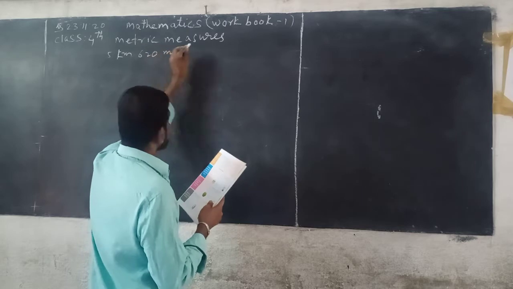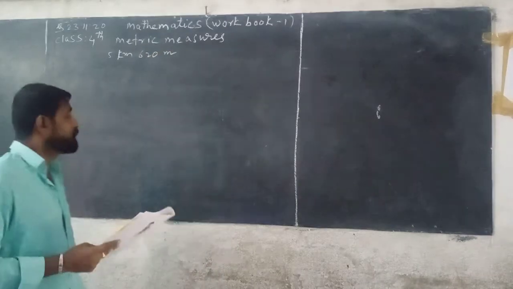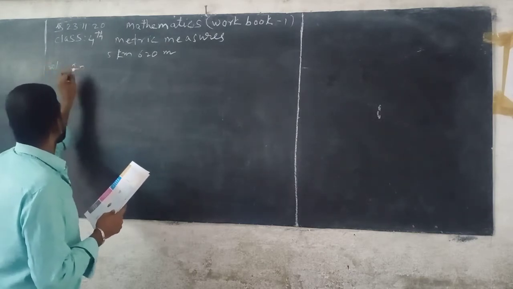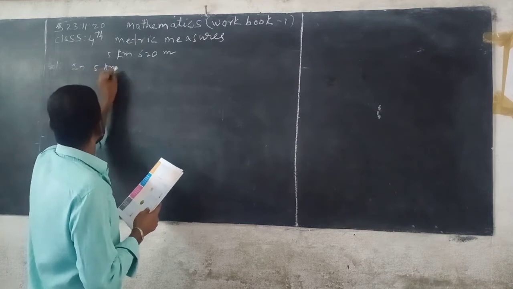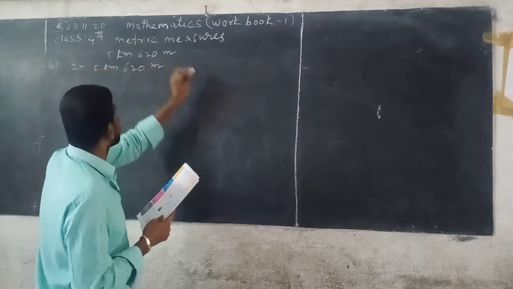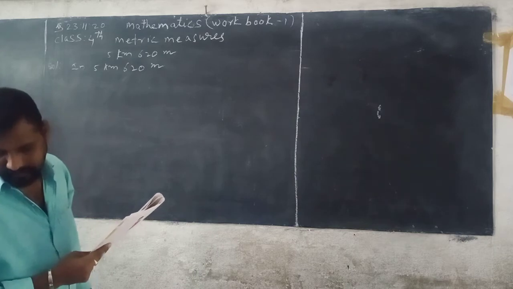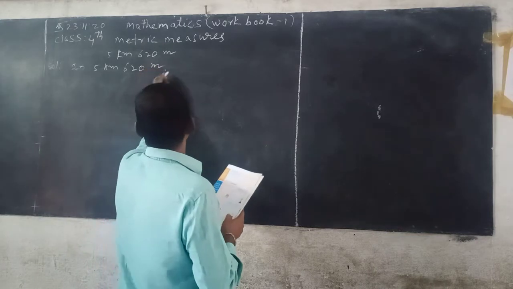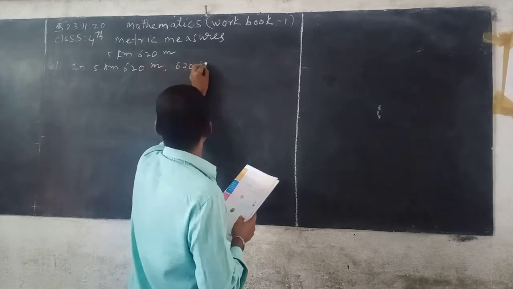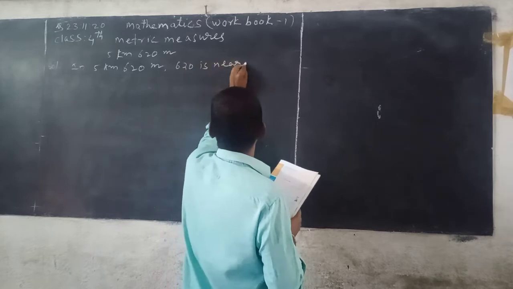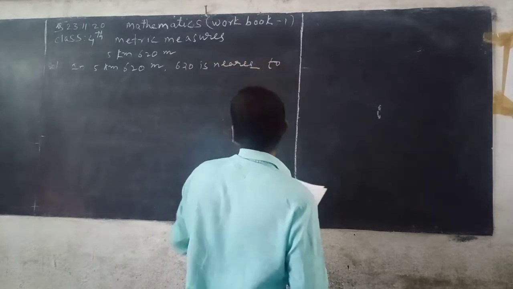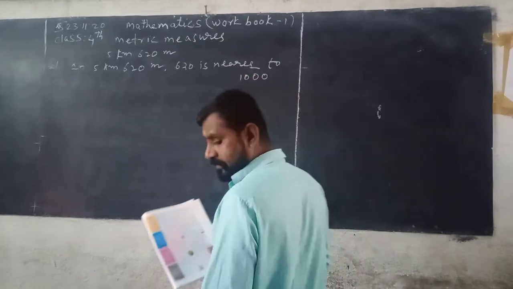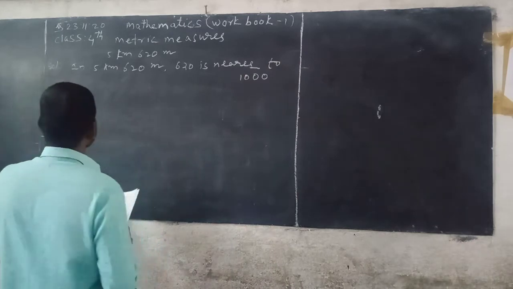Anil's school is 5 kilometer 620 meter from his house. So here solution, in 5 kilometer 620 meter, 620 is nearer to 1000. Nearer to 1000.